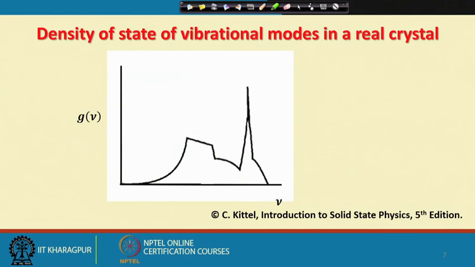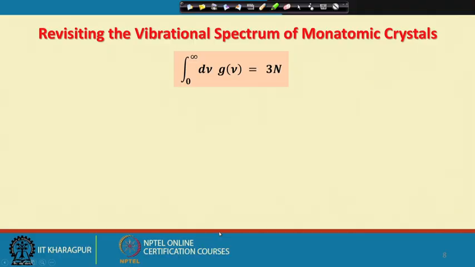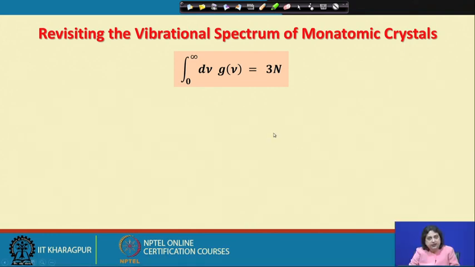Okay. With this idea, one looks back at typically, is there anything like g(nu) that can be determined from experiments? So, this is typically a density of states of vibrational modes in a real crystal, which says that the density of states of the vibrational frequencies has a non-trivial dependence on the allowed values of nu. So, let us now revisit the vibrational spectrum of a monatomic crystal and try to use the concept of the density of states.